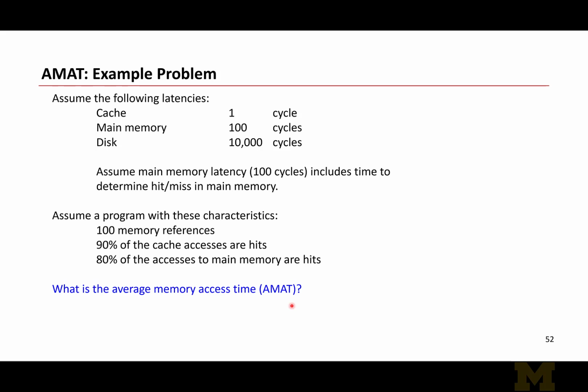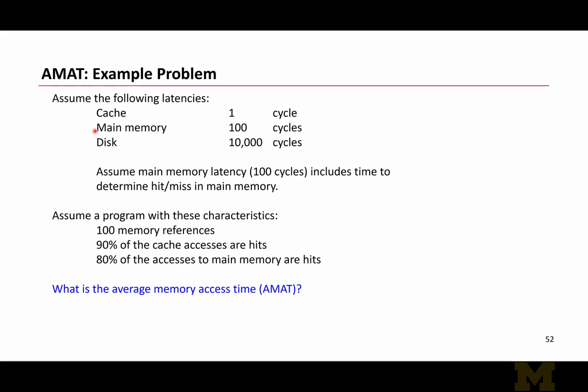Let's take another problem and apply the similar principles and compute the average memory access time. So in this example, we also have a disk. So I would go from cache. If it's a miss, I go to memory, main memory, and then if it is a miss in main memory, I go to disk.